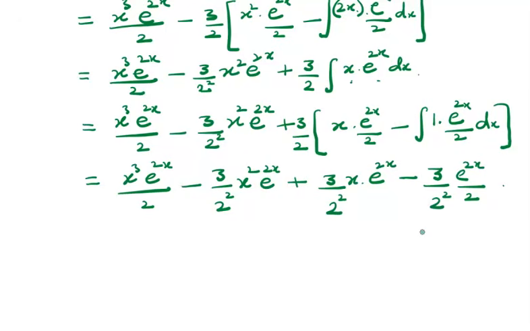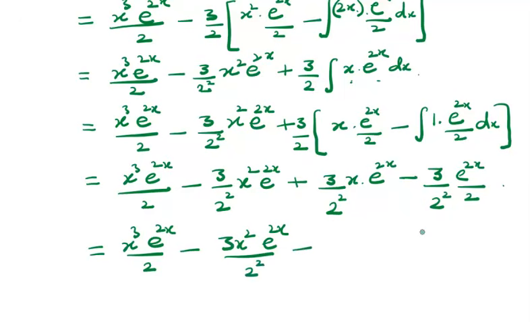And do you see that this thing can be written as x cube e power 2x upon 2. This is 3x square e to the power 2x upon 2 square. 3x, okay, this is 2 square. If I multiply and divide by 2 here, I'll get a 6x and e power 2x upon 2 cube, right?